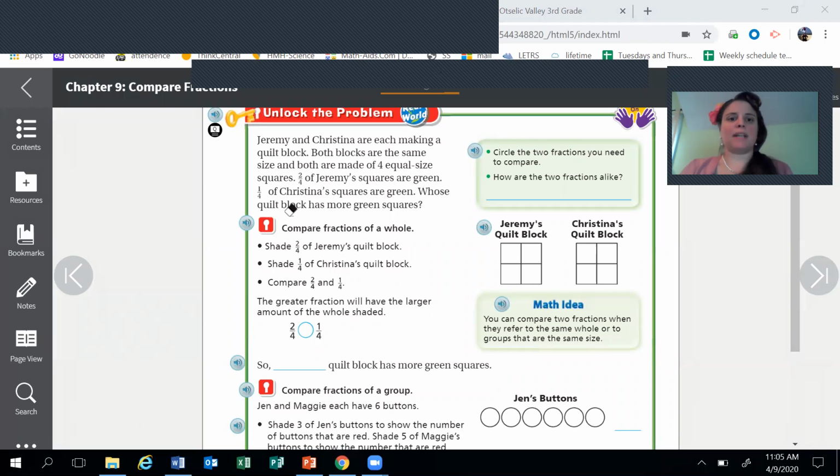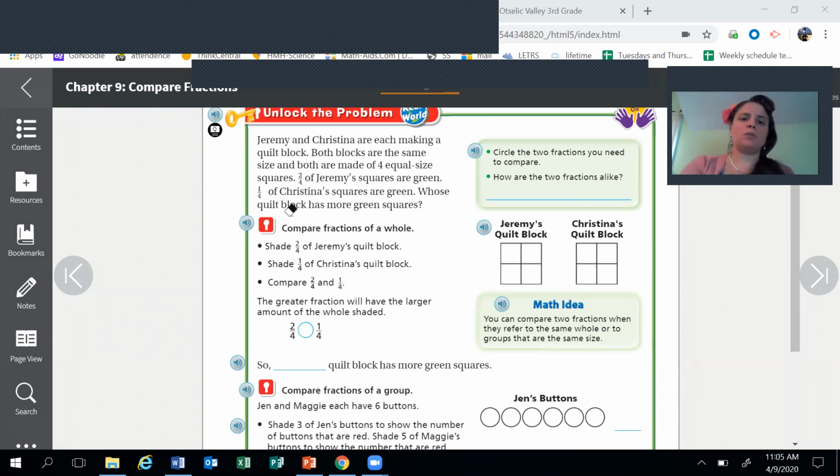Jeremy and Christina are each making a quilt block. Both blocks are the same size, and both are made of 4 equal size squares. 2/4 of Jeremy's squares are green. 1/4 of Christina's squares are green. Whose quilt block has more green squares?